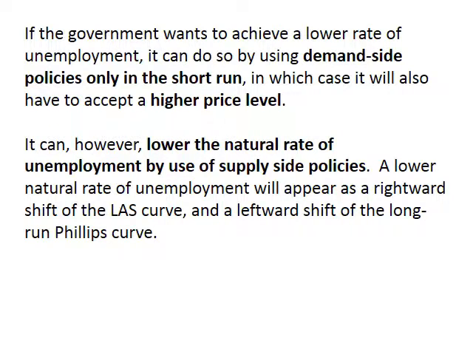If the government wants to achieve a lower rate of unemployment, it can do so by using demand-side policies only in the short run, in which case it will also have to accept a higher price level. It can, however, lower the natural rate of unemployment by the use of supply-side policies. A lower natural rate of unemployment will appear as a rightward shift of the LAS curve and a leftward shift of the long-run Phillips curve. Let's actually look at this on the next slide.